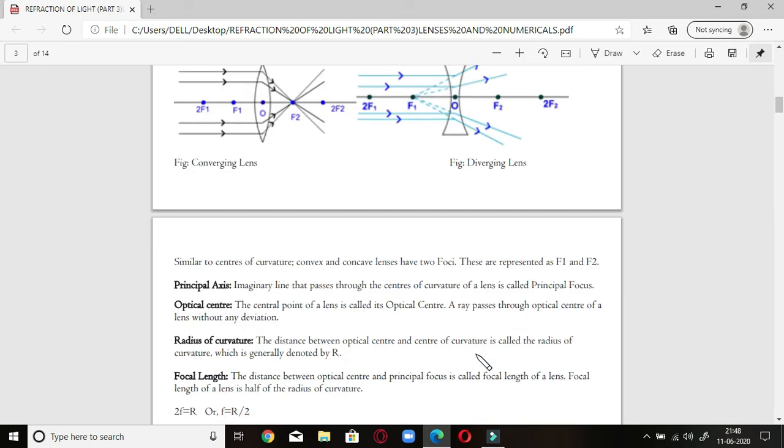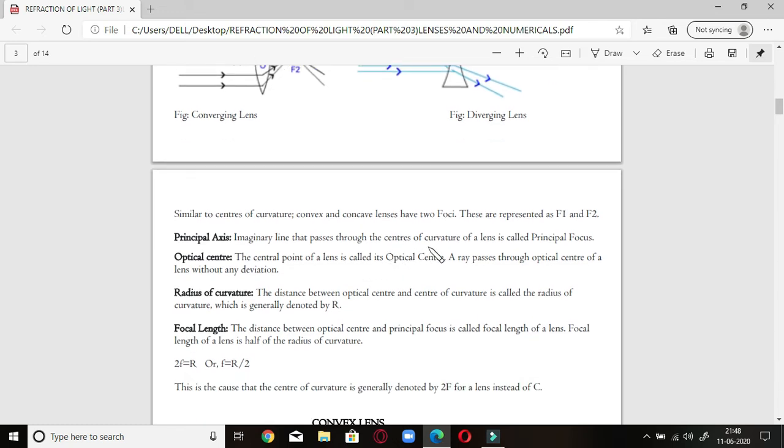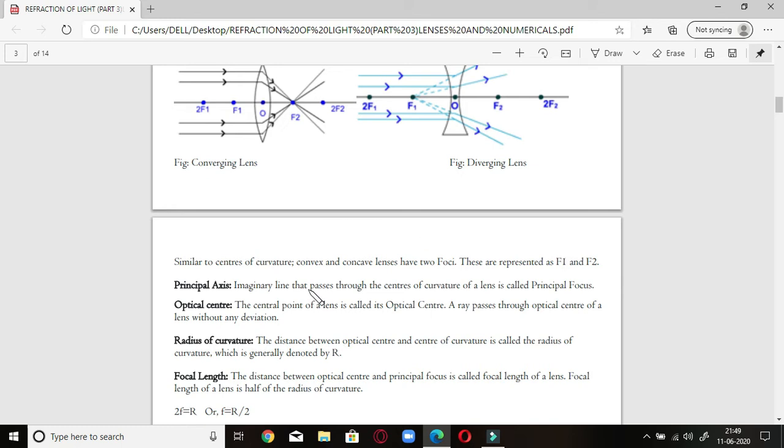Similar to the center of curvature, concave and convex lenses have two foci represented by F1 and F2. Principal axis: the imaginary line which passes through the center of curvature of the lens is the principal axis.